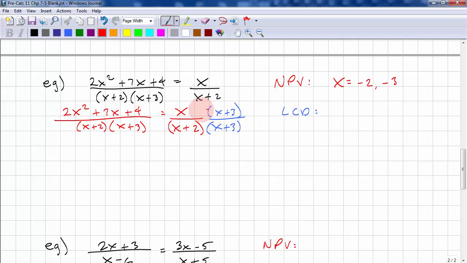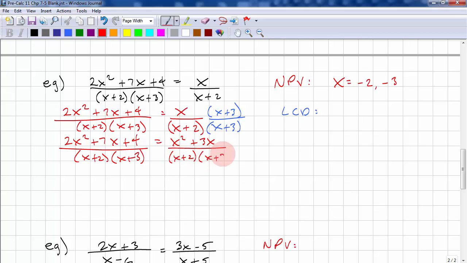And put brackets. Okay, we just need to expand the numerator. That's this side. And again, we just have the same denominator. And our lowest common denominator, x plus 2, x plus 3. And again, we're multiplying by x plus 2, x plus 3. And this cancels it out. So we're just left with the numerator.